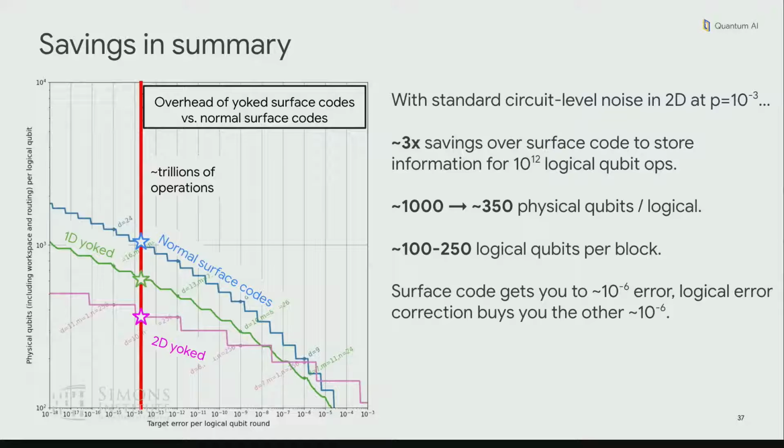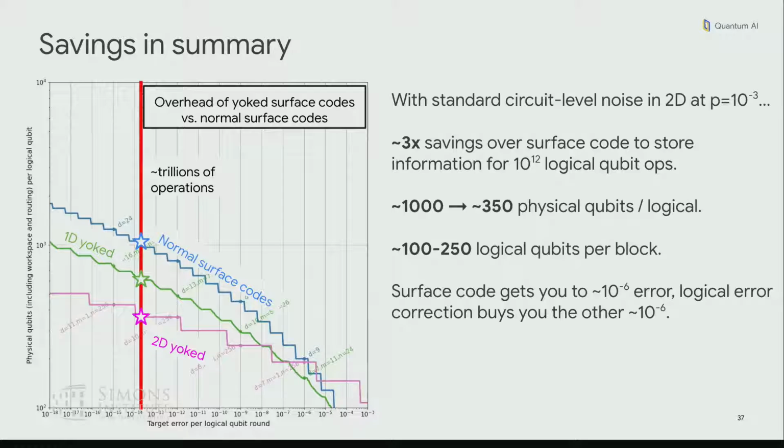The x-axis here is the target error rate per logical qubit round you want to hit. So for trillions of operations, you want to be somewhere between 10 to the minus 13 and 10 to the minus 14. The reason for that is because it takes d error correction rounds to do a logical operation. That's the way we think of it. So 10 to the minus 12, but you want to do like 20 to 30 operations. So this line here is the line we're going to look at. And on the y-axis, we have the physical qubits, including the workspace, the routing, the interstitial space for lattice surgery, all of that per logical qubit.